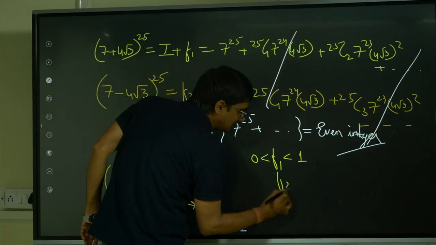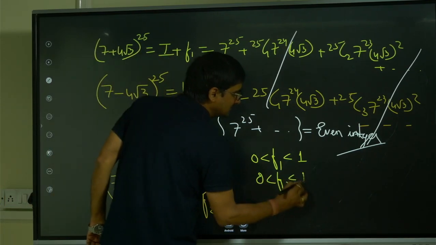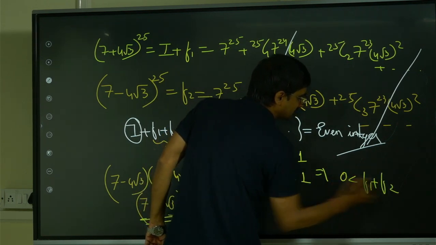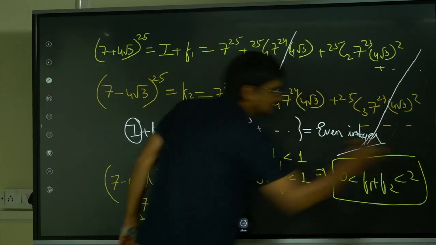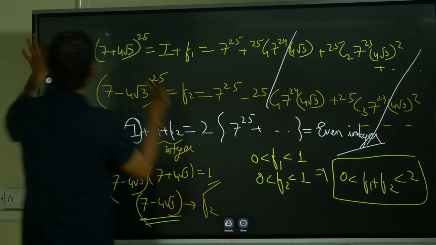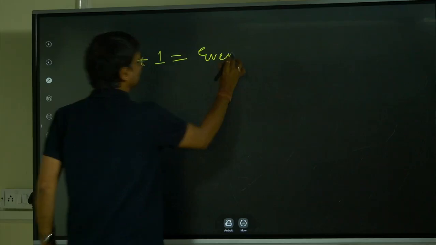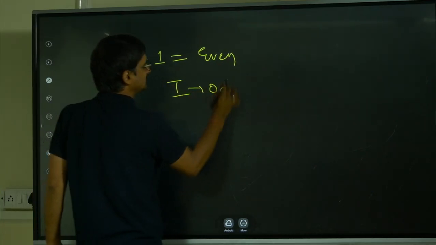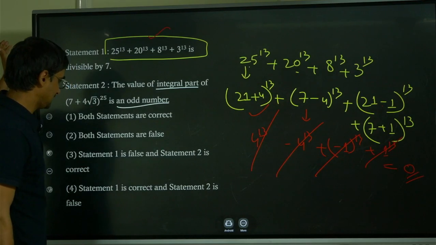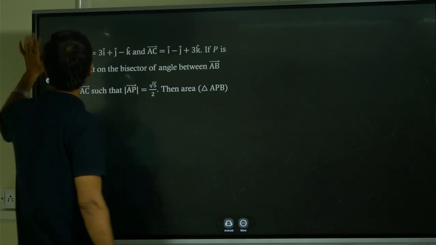So similarly f2, again this is not 0 and less than 1. You add them, f1 plus f2 is greater than 0, less than 2. Only one integer is possible between 0 and 2, both ends open, and that is 1. So this is nothing but I plus 1 is equal to even, so I is odd. That's it. So both the statements are true. There's nothing about explanation, so both are correct. So that's one interesting question.